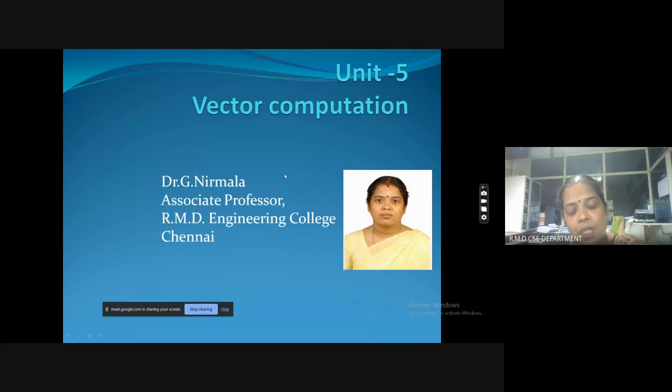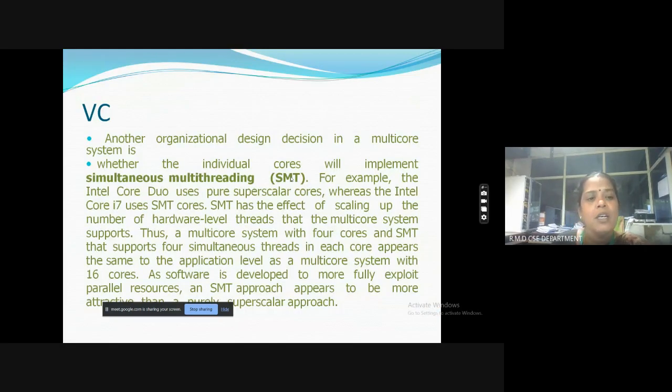Good afternoon, students. Today in this unit, we are going to discuss vector computation. This is one type of parallel processing we have discussed. Vector processing is another organization design decision in a multi-core system, along with whether the individual cores will implement simultaneous multi-threading.